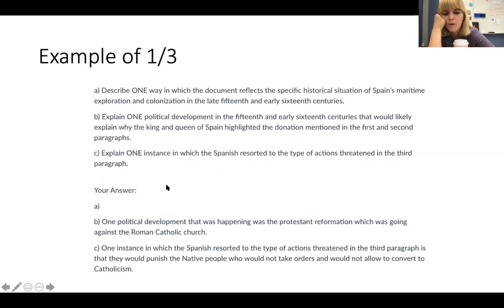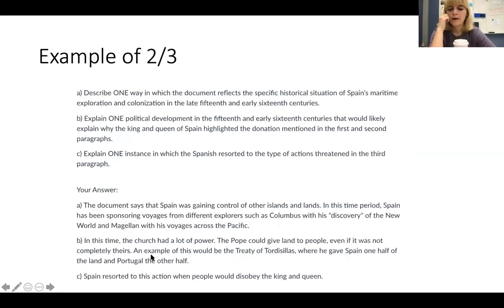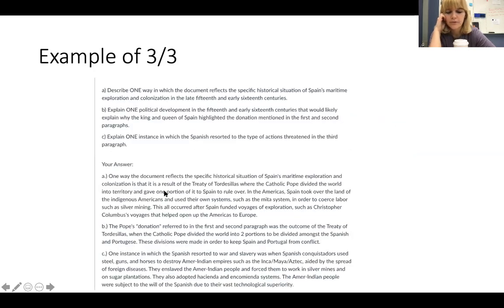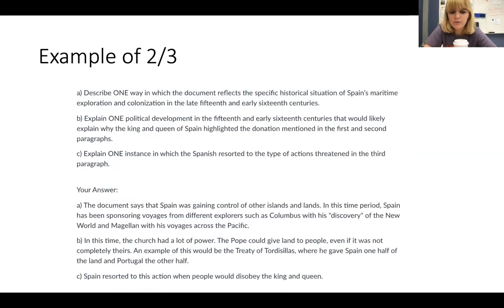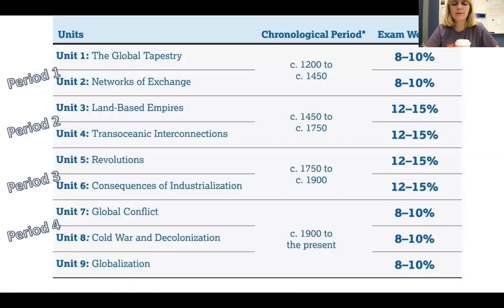So a 1 out of 3, which means the only one that this person got right was this last one. 2 out of 3. This person got the first 2 correct, but they did not get this third one correct because they did not give examples. And a 3 out of 3. One thing you might notice is that the 3 out of 3, even the 2 out of 3, students wrote more. The more information you have, the better. So that's all I'm going to talk about today.